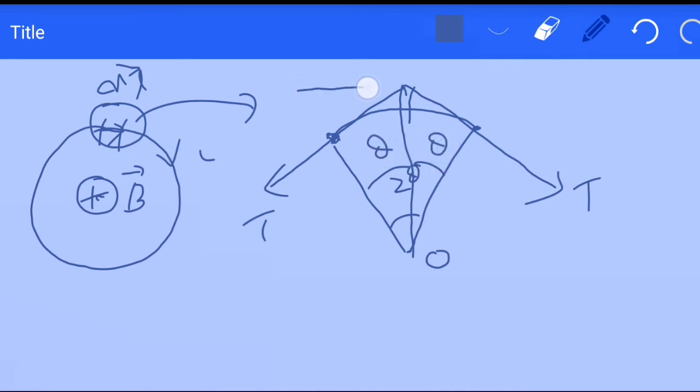Now let us draw one horizontal line. Now this angle is theta, so this angle will also be theta. Similarly, since this angle is theta, this angle will also be theta.